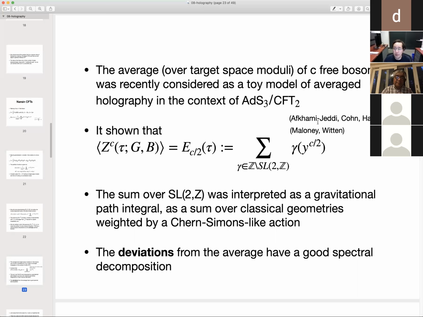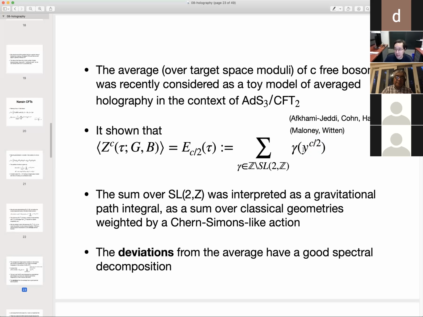And it was shown by these two series of papers that the average of C free bosons is given by some function called an Eisenstein series with s equals c over 2. So earlier I defined this for all s, so you can take s equals c over 2. And this is a modular sum of the SL2Z matrix acting on y to the c over 2. And in these papers, they conjectured or interpreted this modular sum as a sum over different bulk geometries in the AdS3. So they took this as a sum over classical geometries weighted by some Chern-Simons action.